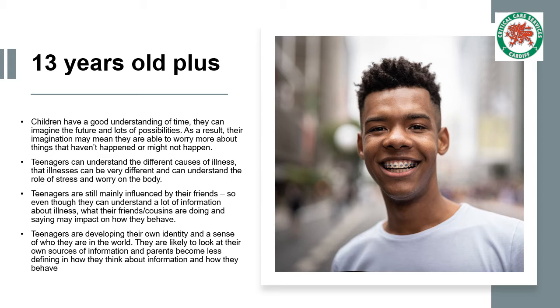For this age range, children have a good understanding of time. They can imagine the future and lots of possibilities. As a result, their imagination may mean that they're able to worry more about things that haven't happened or might not happen.